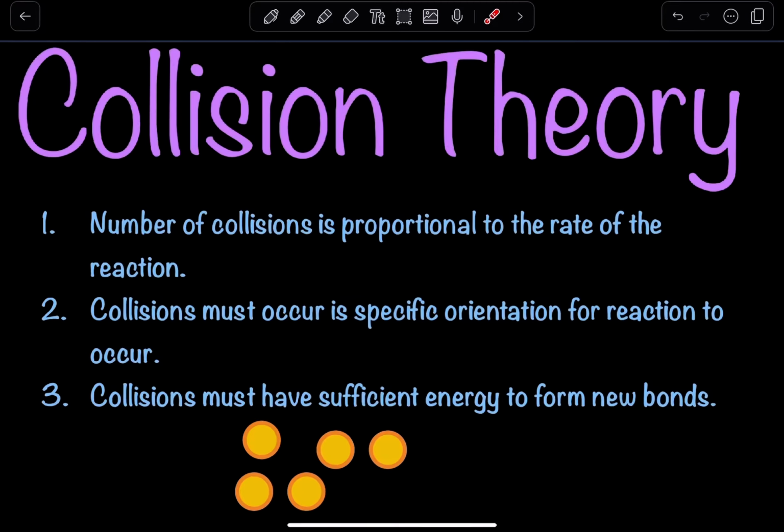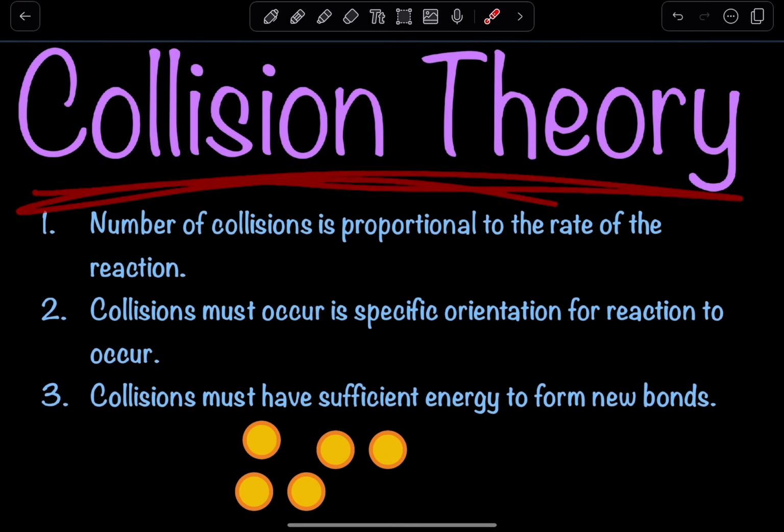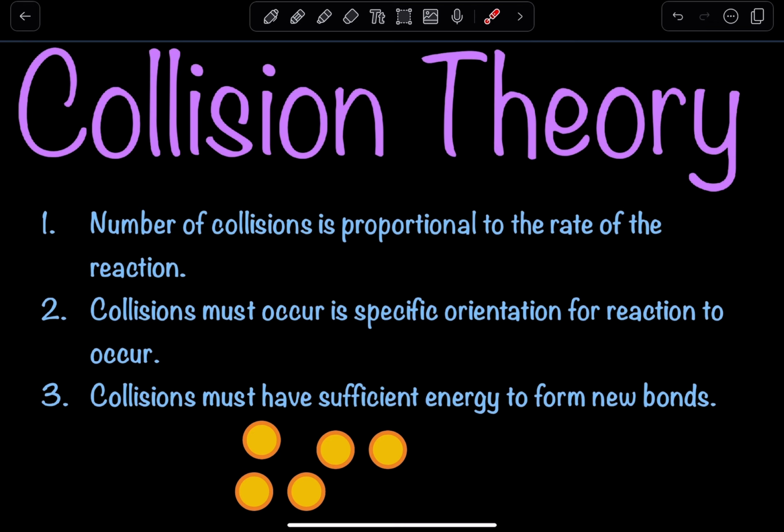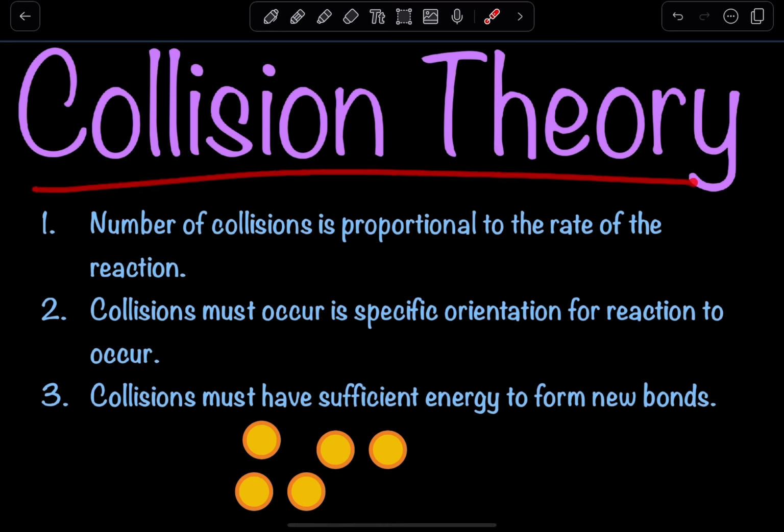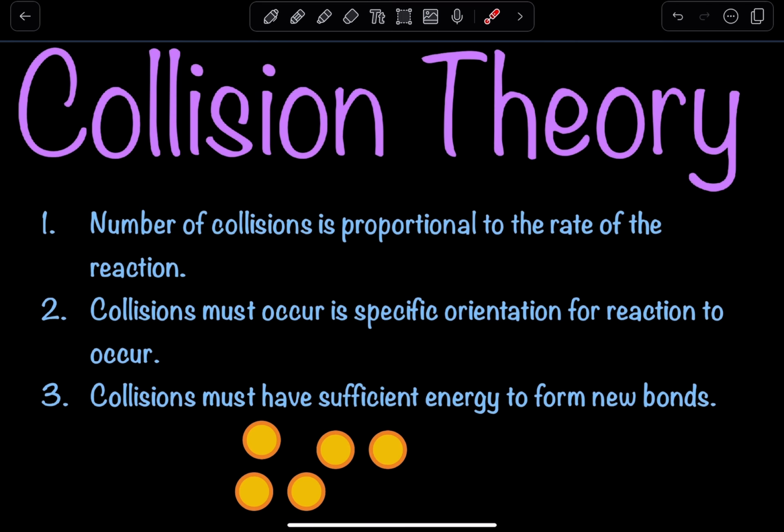Within chemistry, collision theory describes collisions occurring between molecules. Essentially, when two molecules collide with one another, what will happen and how does it happen? That's what collision theory entails. So, collision theory entails three postulates.